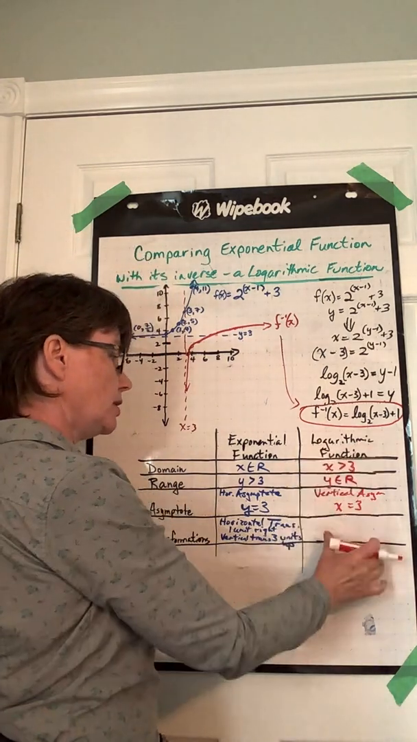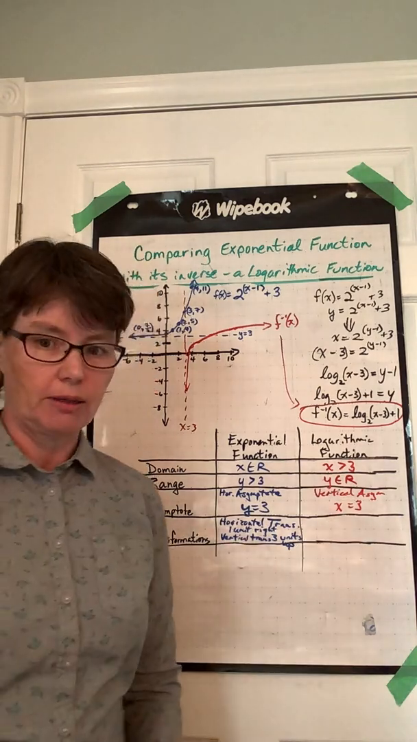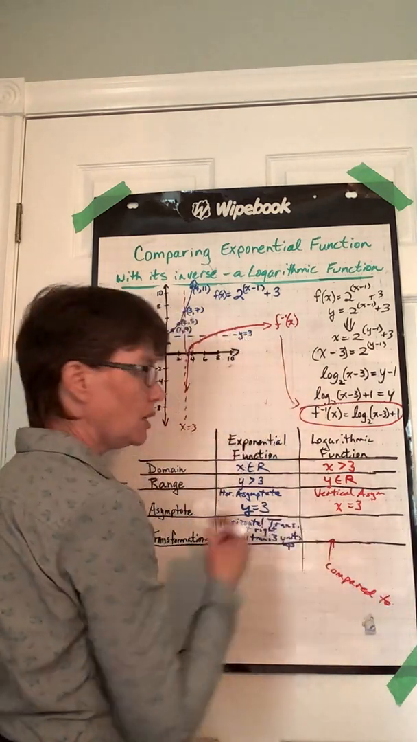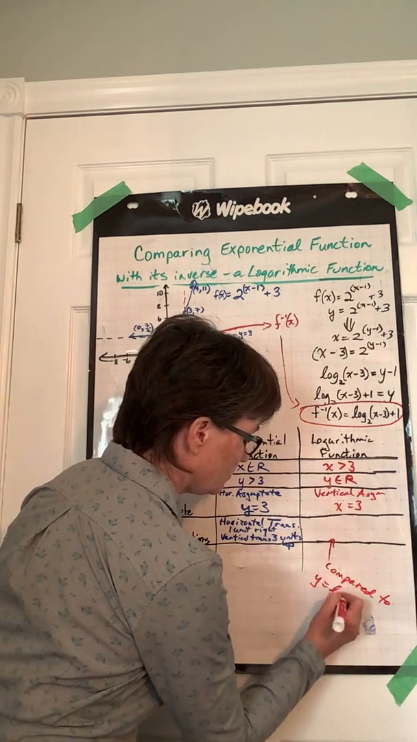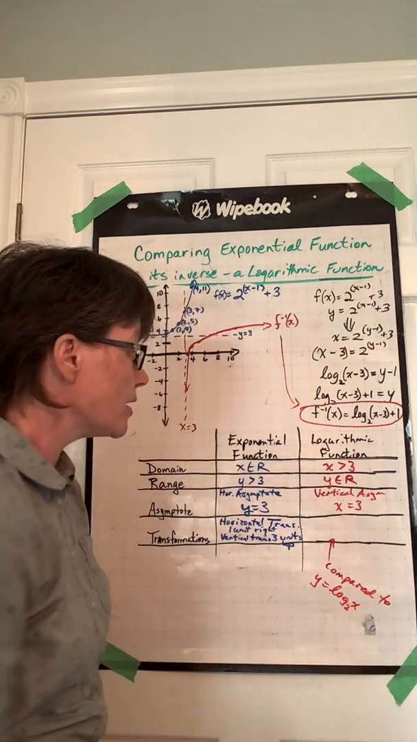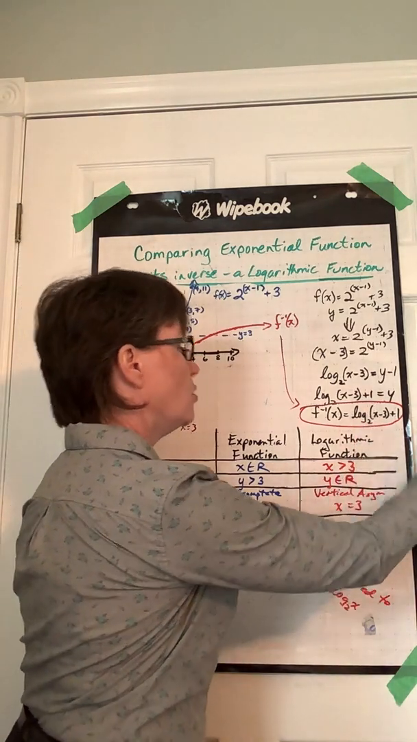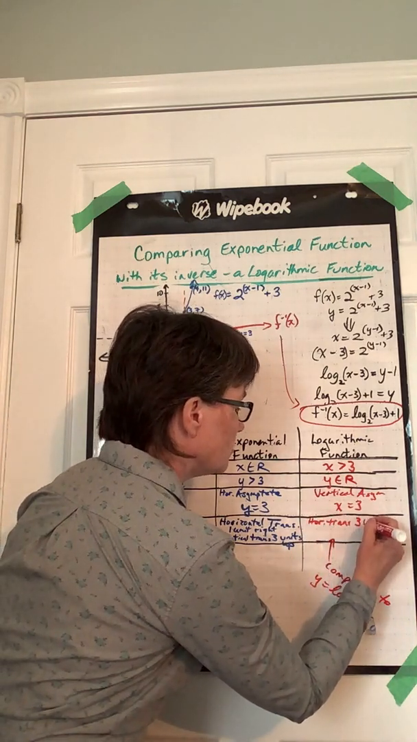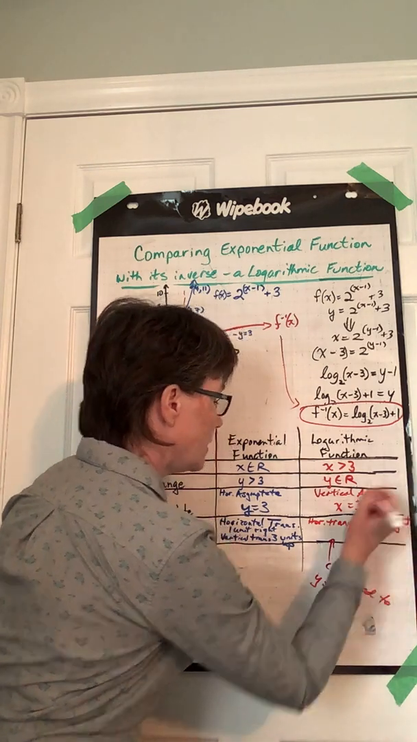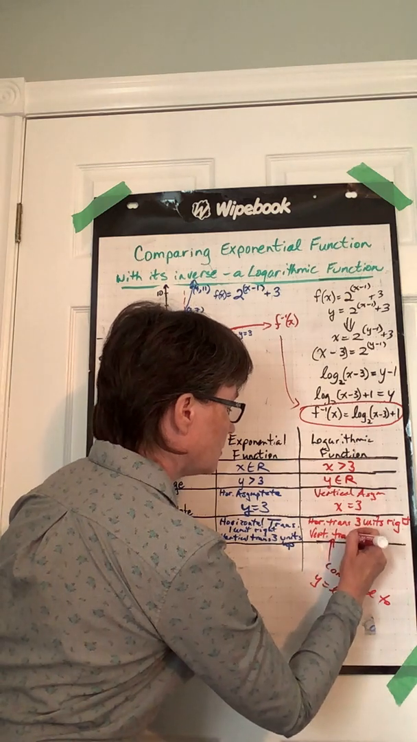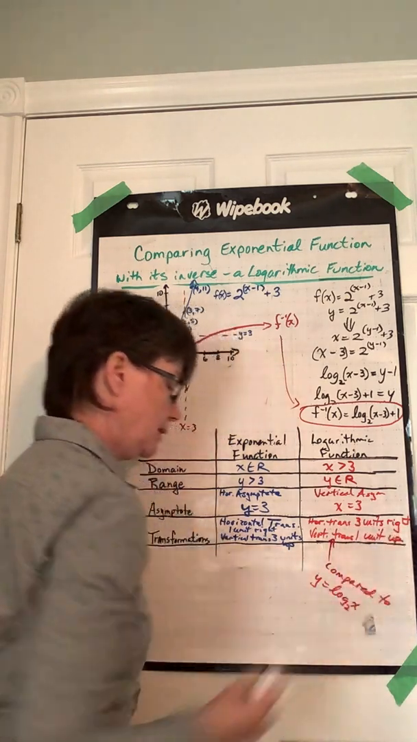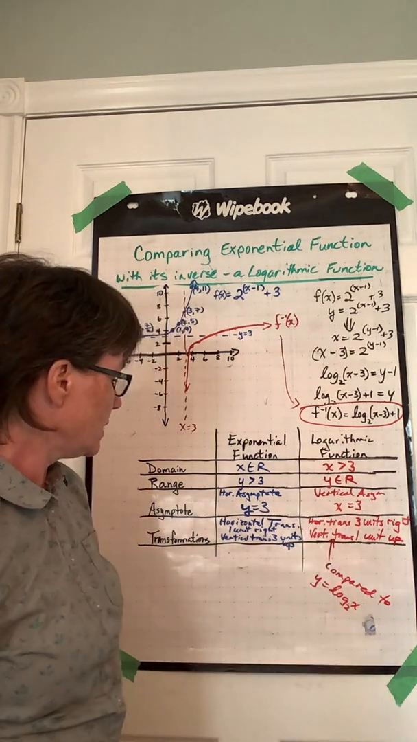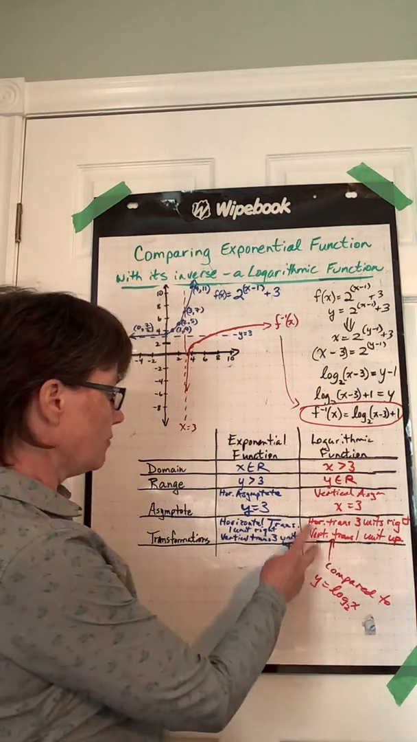Now, when we're talking about the transformations of this logarithmic function, we're going to compare it to the most simple log of that same base, so log base 2 of x. Compared to that function, we're going to have a horizontal translation 3 units to the right, and a vertical translation 1 unit up. Now again, notice the difference here. The vertical translation of the exponential became the horizontal translation of the logarithmic, and vice versa.